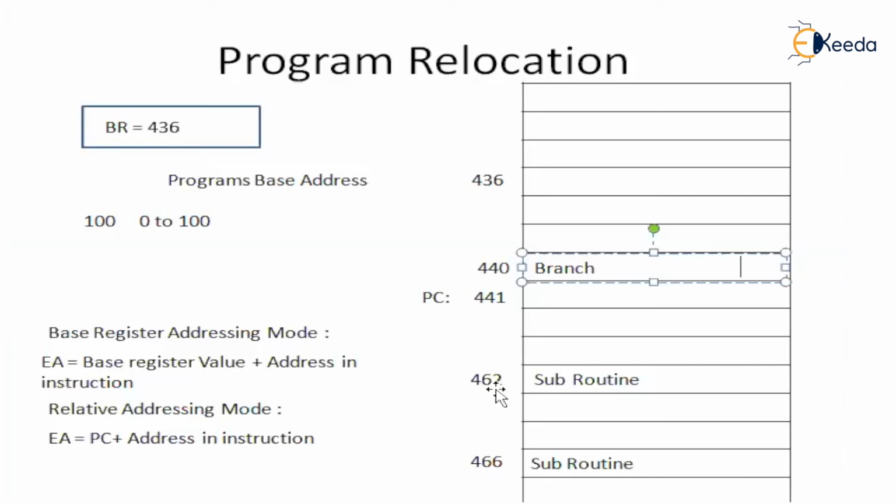Did you get it? So I will design the address part of the instruction in such a way that when it gets added to the program counter value, I will be directed to 462. For that reason, what I'll do is 21. That is 21 plus 441 is equal to 462. So I'll use the program counter and address field relatively to branch to the specific location.